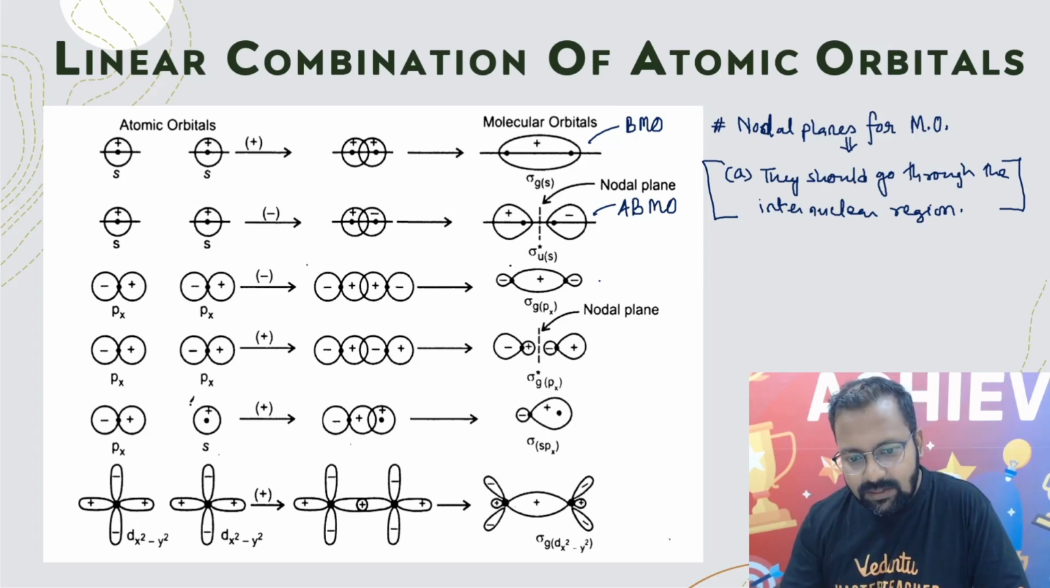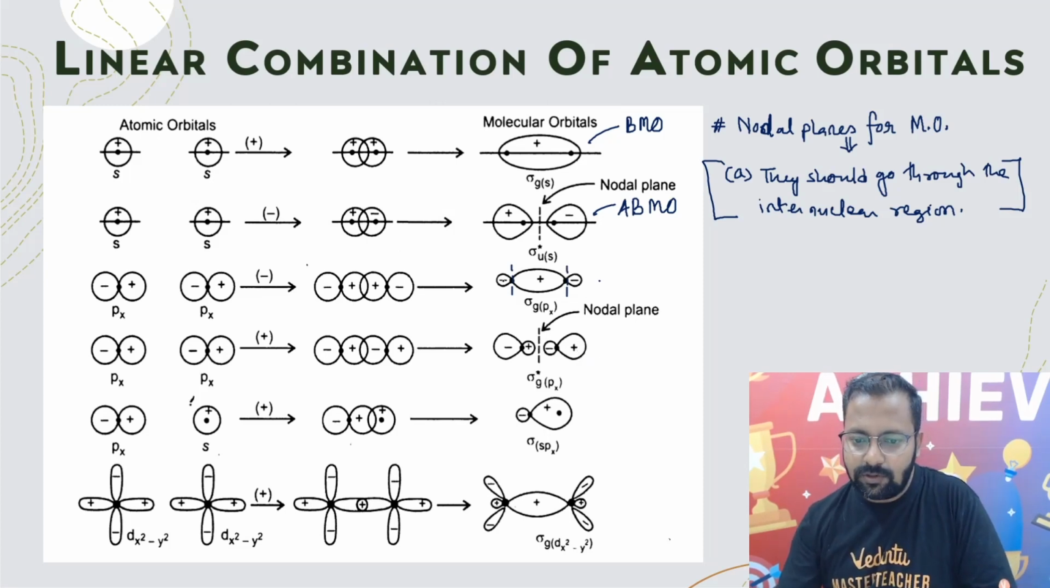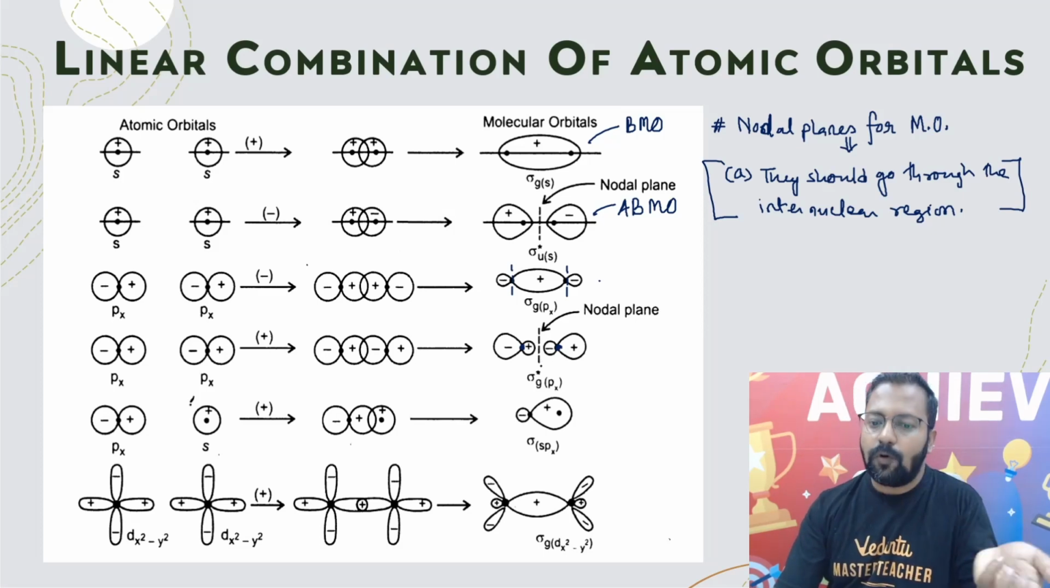So if I draw one plane like this and one plane like this, they will not be called a nodal plane because that is not going through the internuclear region. So between the two nuclei, दो न्यूक्लियाई के बीच के जो प्लेन बनाएंगे वो होगा नोडल प्लेन.